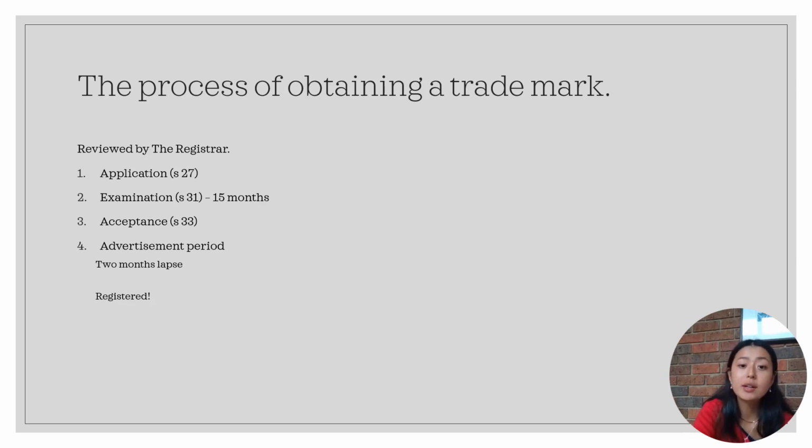Now please note that if it is accepted, it is not immediately registered. Then we go on to the next step, which is called the advertisement period, also known as the period of opposition. In this 2-month period, anyone in the country or the world can oppose the trademark. If the trademark is unopposed in those 2 months, the applicant proceeds to registration.